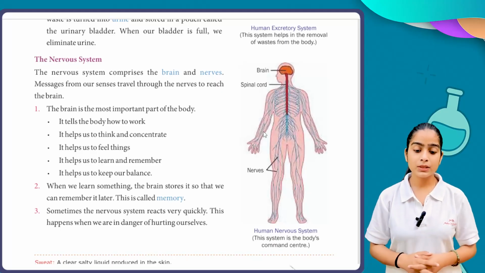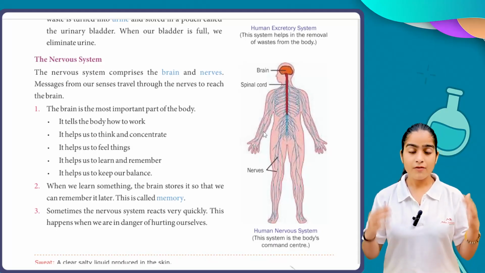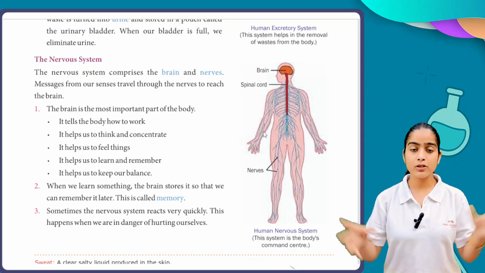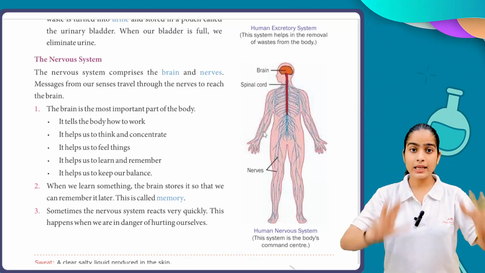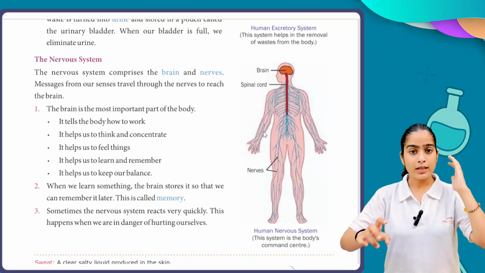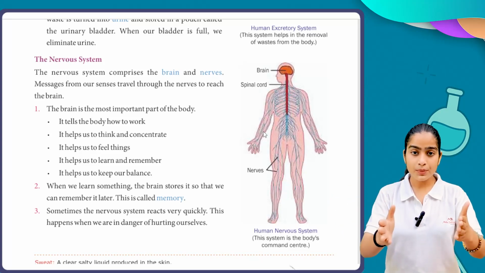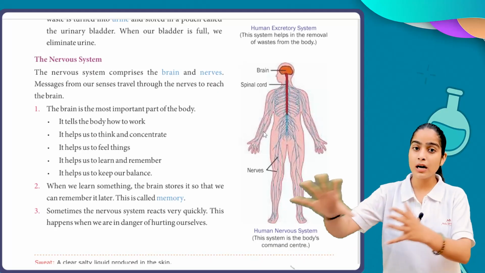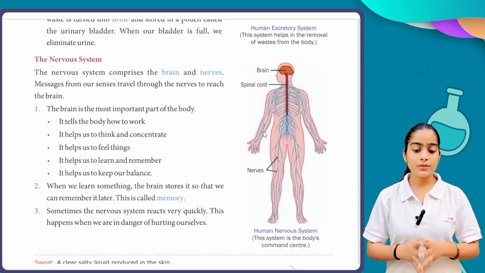When we learn something, the brain stores it so that we can remember it later. This is called memory. Whenever we learn something, as you are learning your science subject right now, you store all this information in your brain. Then your brain classifies it into temporary information and permanent information. So this is your temporary information. If you don't revise it, this information gets outside of your brain and you forget about it.